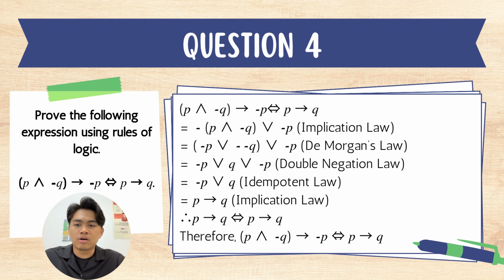First, using the implication law, we convert the initial expression into not open bracket P and not Q close bracket or not P. Applying De Morgan's law, we change it to not P or not not Q or not P. Simplifying the double negation gives us not P or Q or not P. Using the idempotent law, we simplify this further to not P or Q. Converting this back using the implication law, we get P implies Q. Therefore, we have shown that P and not Q implies not P is logically equivalent to P implies Q, thus completing the proof.